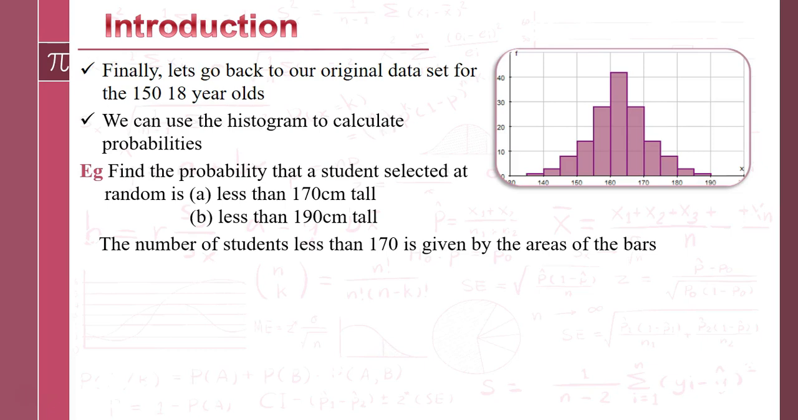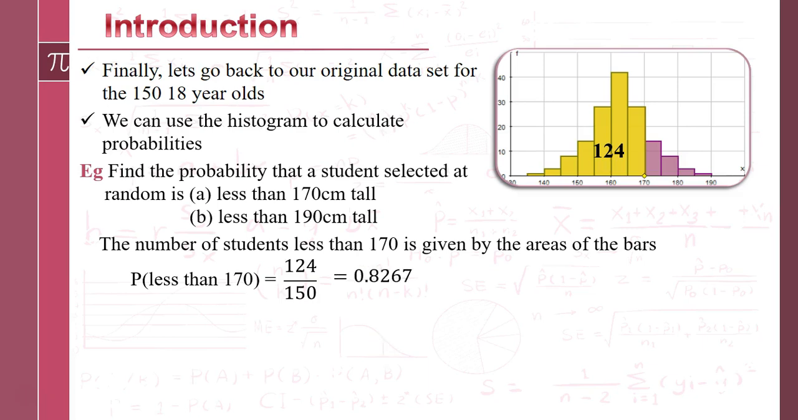The number of students less than 170, on a histogram, the frequency is the area of the bars. So let's identify the area, there it is in yellow. If we worked out the area of each of those bars, we end up with 124 students. So the probability that we've got a student that's less than 170 centimetres tall is simply 124 over 150, which gives us that value there.